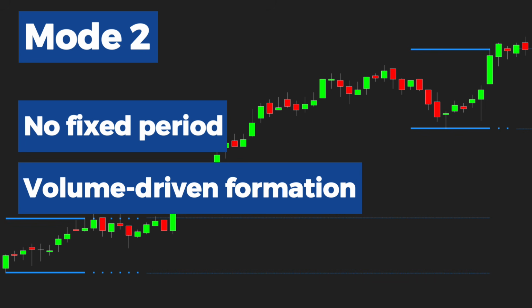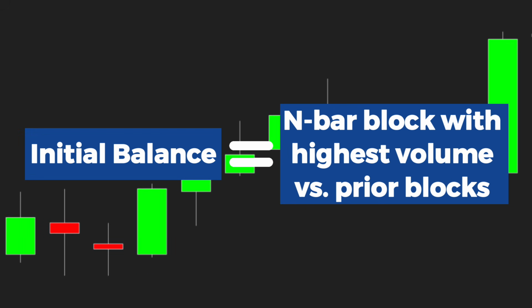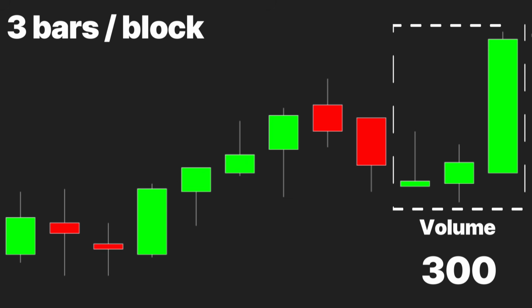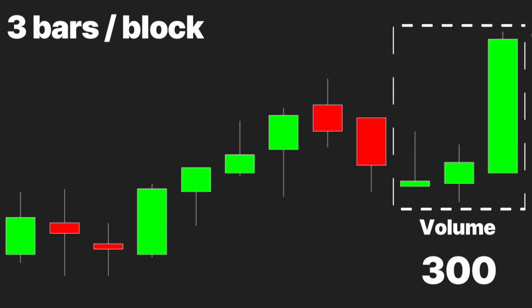In this mode, Flex TPO will group N candles into a block and select the one with the highest volume to define the initial balance. To make this easier to visualize, let's look at the following example. I've set block size to 3 candles. The current candle and the two previous candles are grouped into a block.